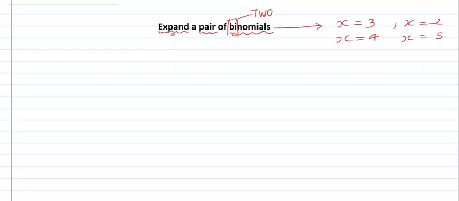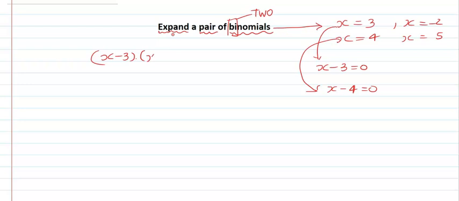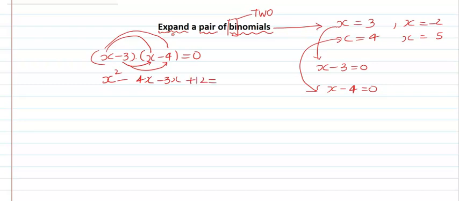Let's take 5. So if we take x equal to 3, it means x minus 3 will be equal to 0. And if we take x equal to 4 here and bring 4 inside, it will be x minus 4 equal to 0, right? Once we multiply x minus 3 times x minus 4, x times x is x square, x times minus 4 is minus 4x, minus 3 times x is minus 3x, and minus 3 times minus 4 is plus 12 equal to 0.